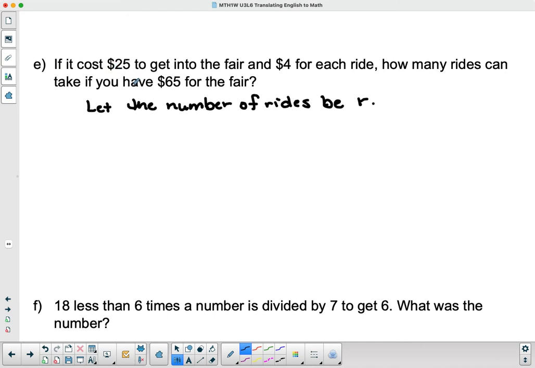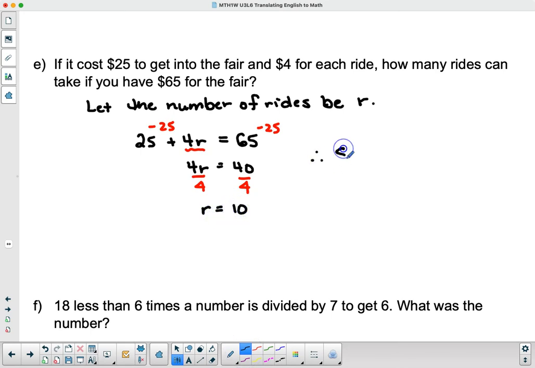So it costs $25 to get into the fair, so she starts with $25. And she has to pay $4 for each ride. How many rides can you take if you have $65? So she has a total of $65. So let's go about solving this. We got to get the 4R by itself first, so I'm going to subtract 25 off each side, which gives me 4R here and 40 over here. And then we're going to divide each side by 4, which gives us R equals 10.